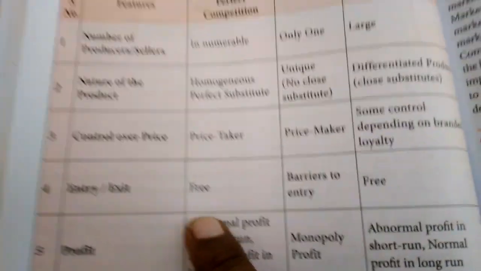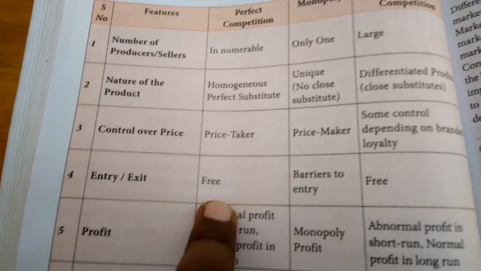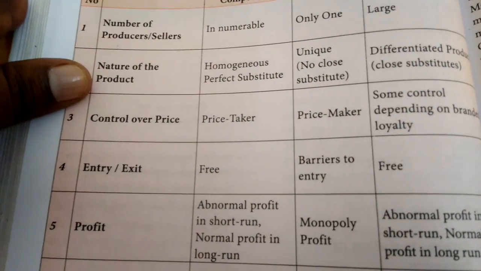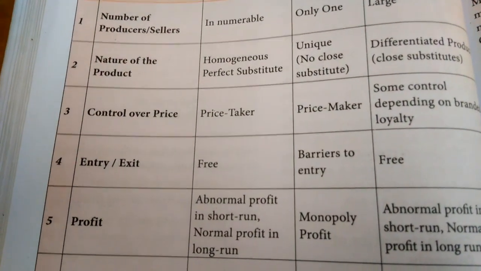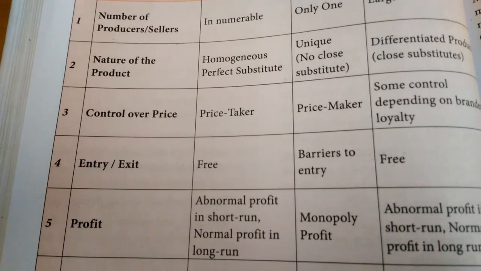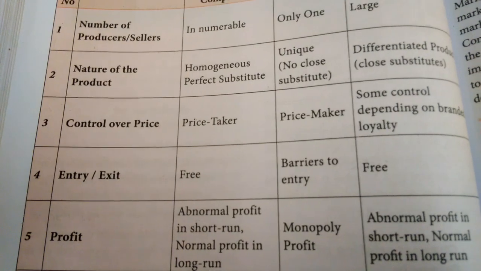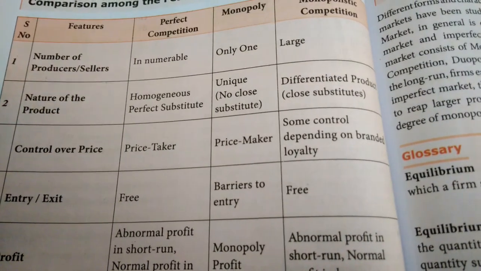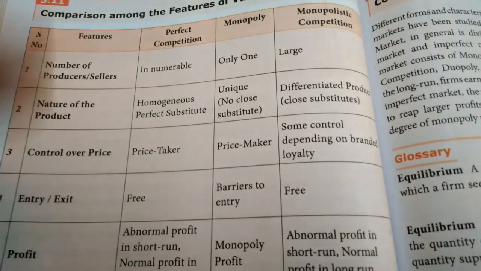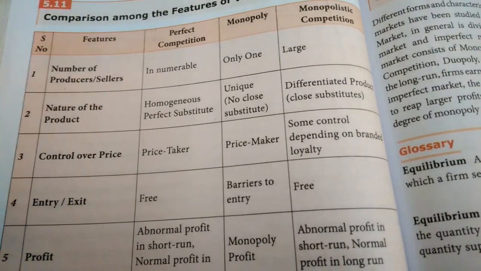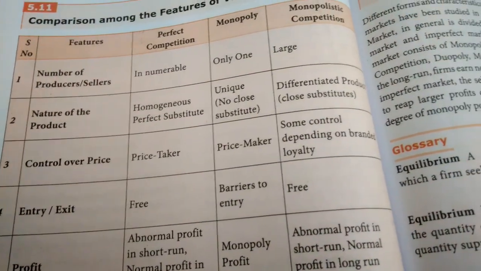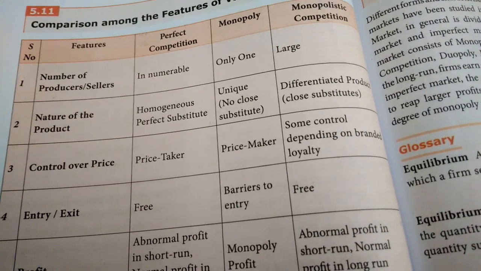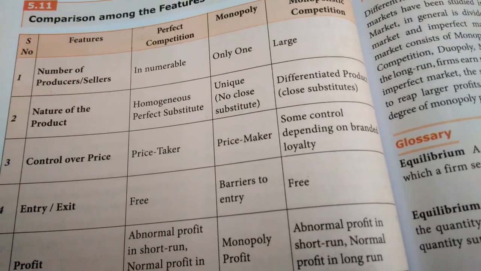Next, entry and exit. In perfect competition, the entry and exit of firms is very easy. If any entrepreneur wants to enter the market, he can come easily, and if he wants to leave, he can leave easily. There is no government intervention. But in monopoly, there are barriers to entry, because the monopolist may already have copyright and patent rights by legal means. So there is no way for other firms to enter. Strict barriers will exist in the monopoly market.